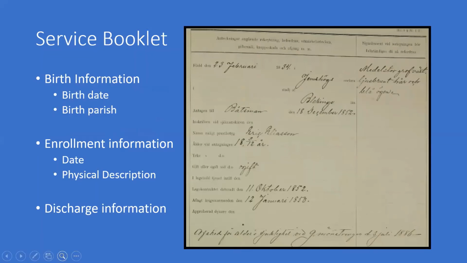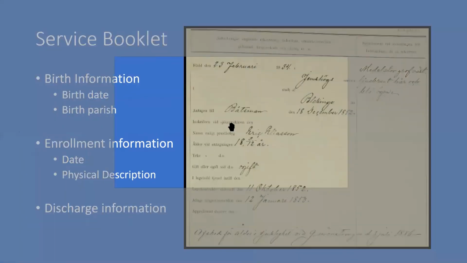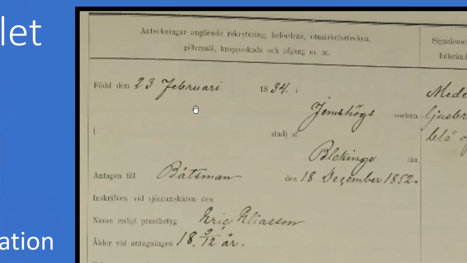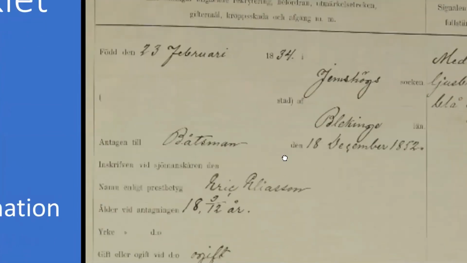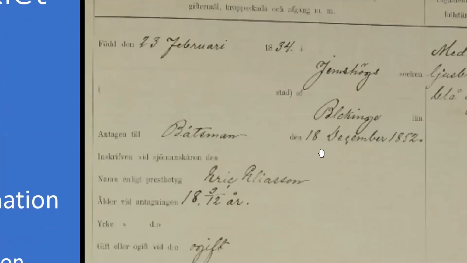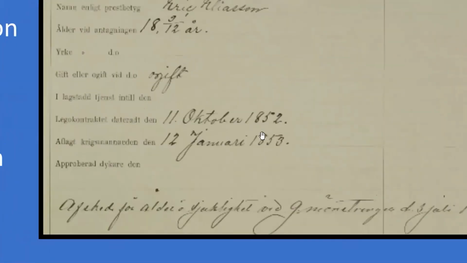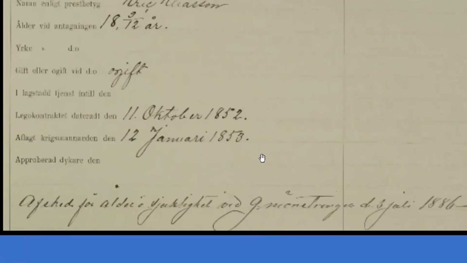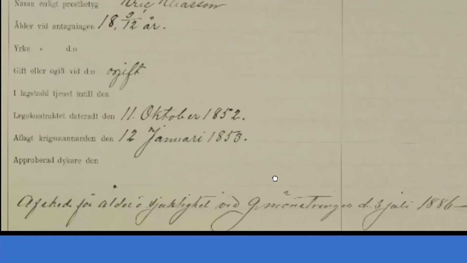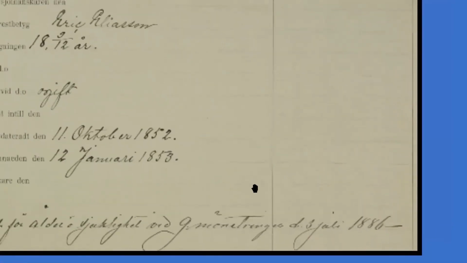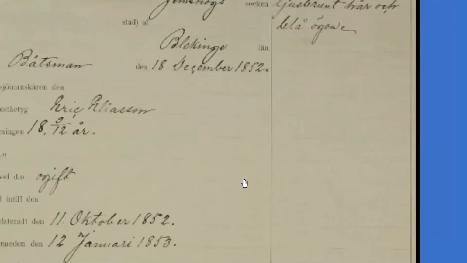So if we look at this a little bit closer, here it says he was born on the 23rd of February, 1834. We have the parish. And then it says that he entered on the 18th of December, 1852. We have his patronymic, Erik Eliasson, and he's 18 years old and 9 months. He's unmarried. And down here it says that he was discharged for age and sickness in 1886. So he joined in 1852, and he was in as boatsman for 34 years.